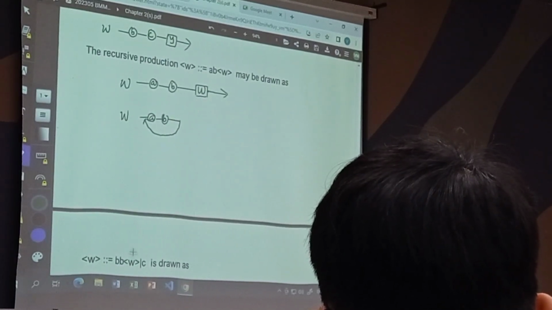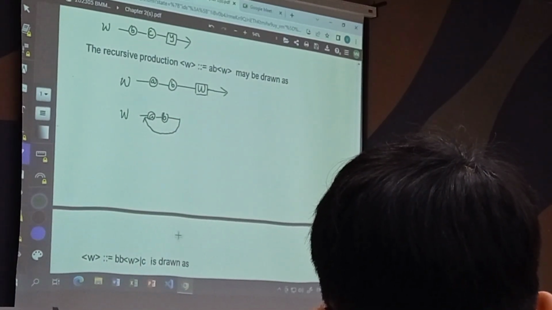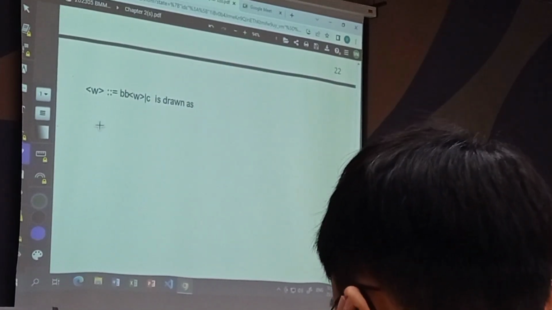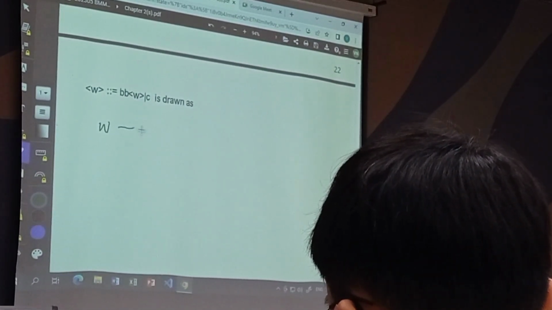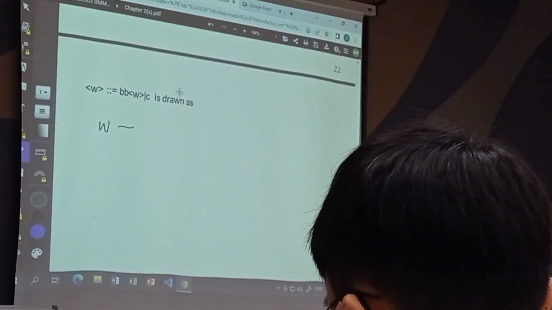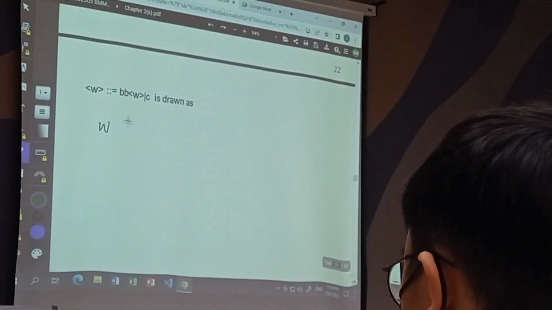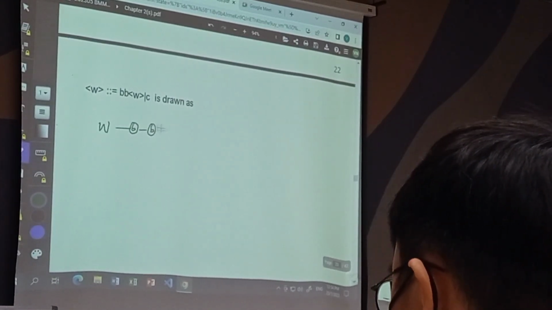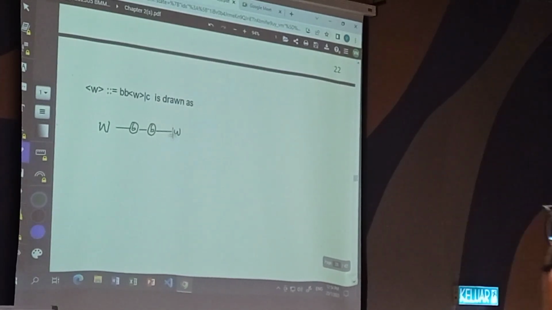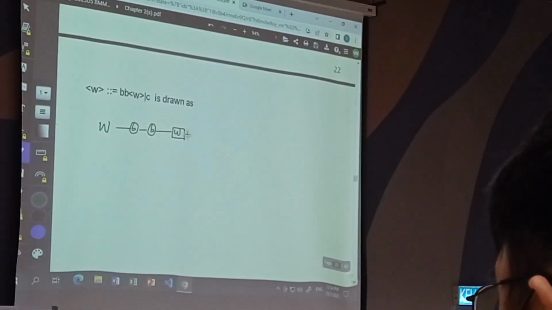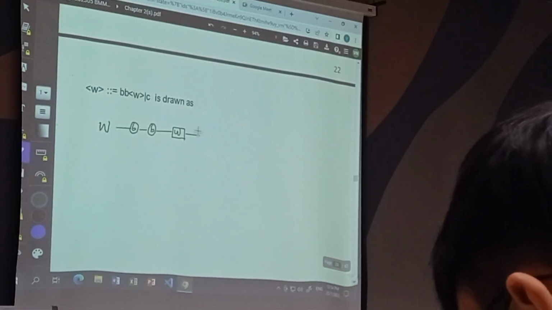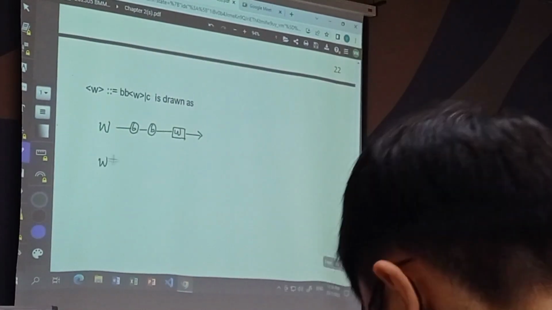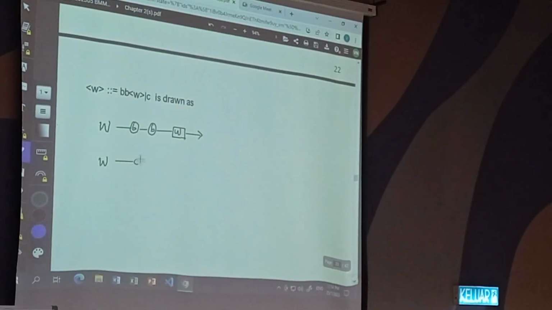B, B, W or C. Now, if I want to replace the W with B, B, W or C, so I can have this. How do you want to draw? This you want to draw a loop or go to the right? B, B, W, this one can be considered as one syntax diagram. Another one: W substituted with C, then you get this.